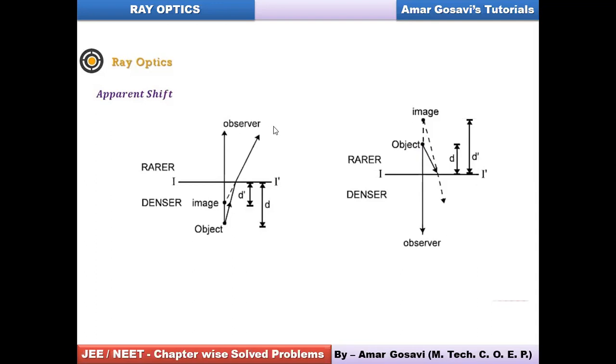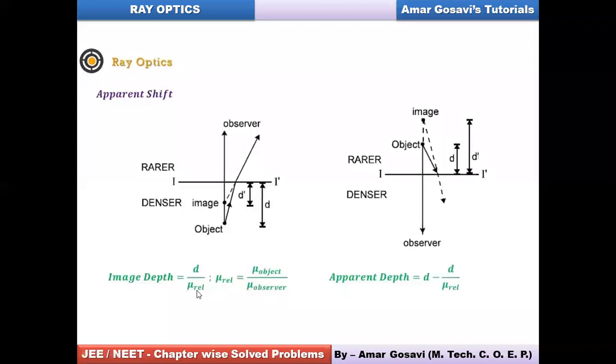So we need to understand the formulation for apparent shift also. So D dash stands for image depth. That will always be given by original depth divided by the relative refractive index. Now, what is the relative refractive index, friends? Refractive index is given by a Greek notation called mu. You can either represent it by n. Earlier we have represented it by n. Now, few books also represent it by mu. That is also correct. So mu stands for refractive index.